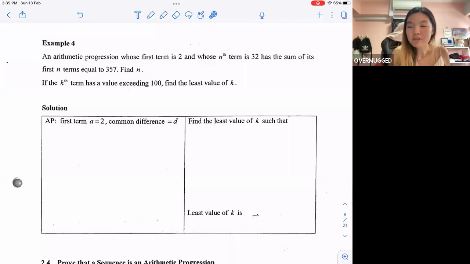So if any of you guys have tried example 4 and want to share with me your answers to check, feel free to put it in the chat, and I will reply to you either individually, or if you don't mind, I can just reply on the chat itself as well.